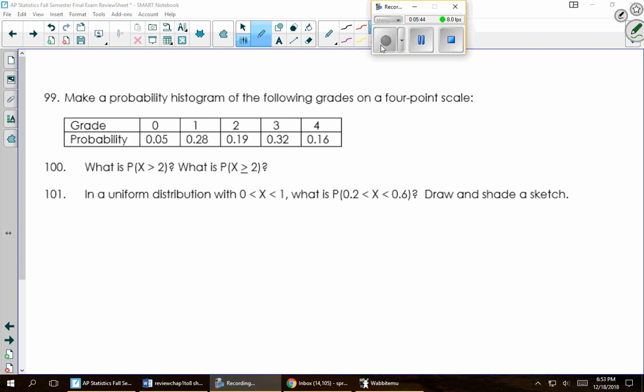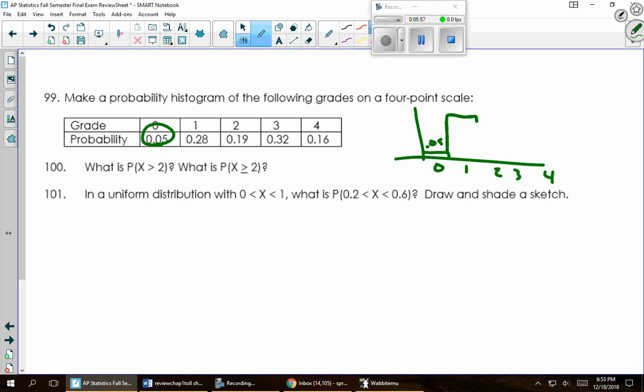Continuing with number 99, I've got this distribution. It says make a probability histogram. So down here I've got 0, 1, 2, 3, 4, and this is very low. This is 0.05. That's how tall that is. The next one is 0.28. That's pretty tall. That's here. I could put these labels over here on the left axis, that vertical axis. 0.19, that's down a little bit, maybe in here. 0.32, that's way up here, a little higher now. And then 0.16 is like that.